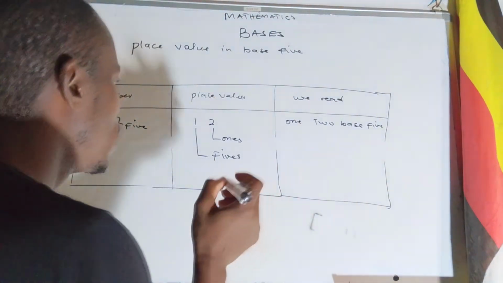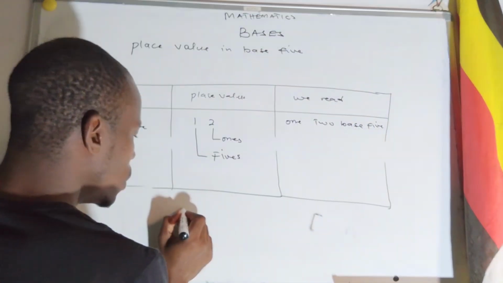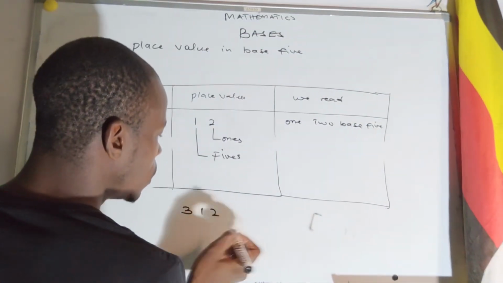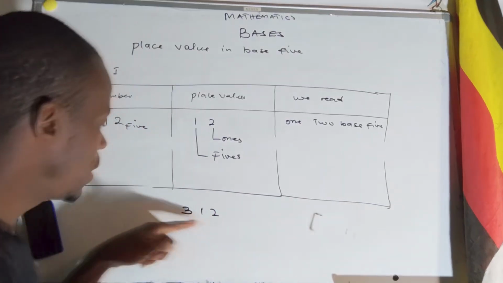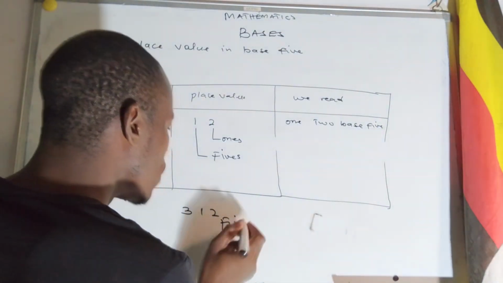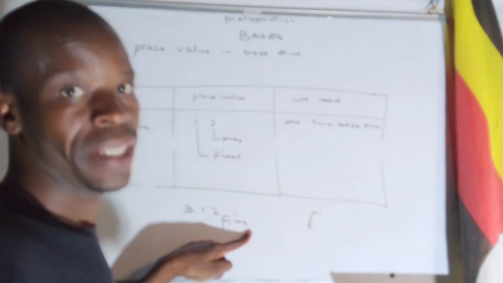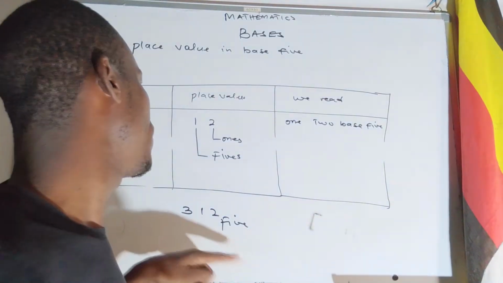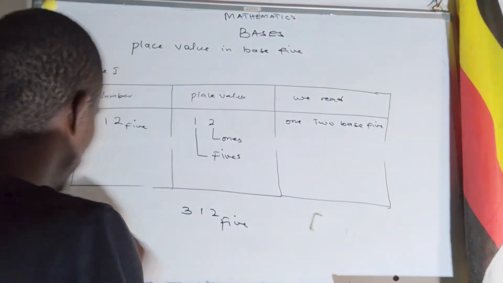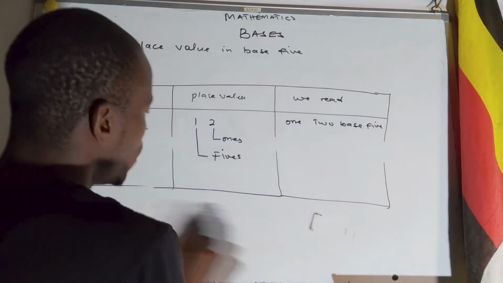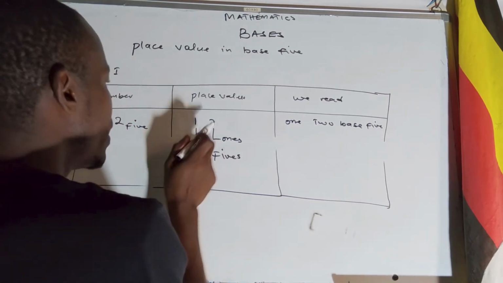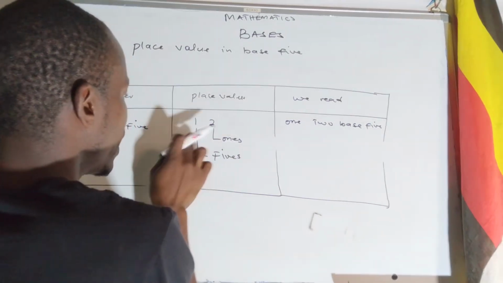If they give you, for example, 3 1 2, to read this number when it is in base 5, we read 3 1 2 base 5. That's how we read numbers in base 5. Place value, the first digit we give it 1s, second 5s.